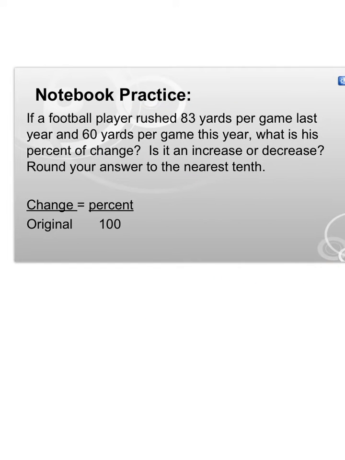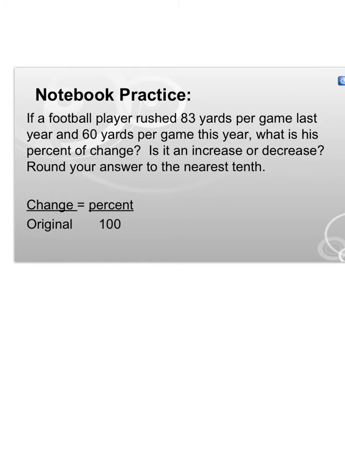All right, so here we have our football player problem, and you have already solved 2 of these on your own. So what I want you to do is read this one to yourself, and then when you're ready to solve it, pause me, work it out, and when you're ready to check, come back and check with me.